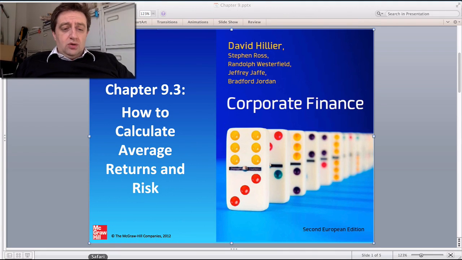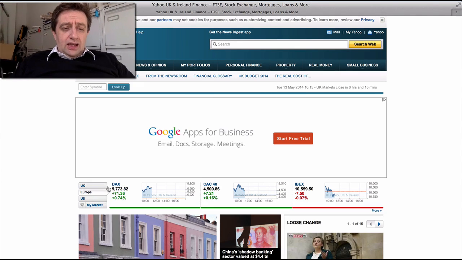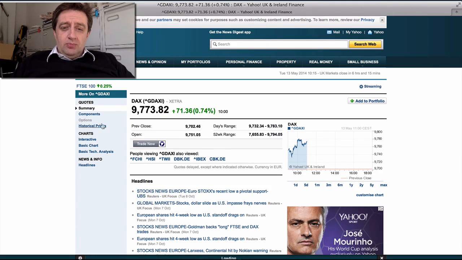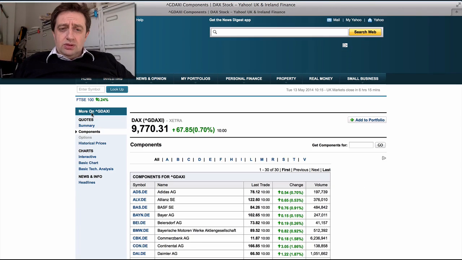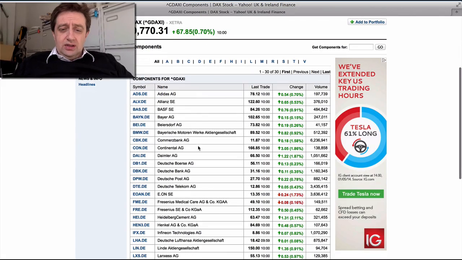We're going to start off by looking at data today. I'm recording this on the 13th of May 2014, and we'll look at DAX. DAX is the German stock exchange index for the largest companies, and we want to look at a specific company which is in DAX. So we can click on components, and from the components, let's just take the first one. You can see here, these are all the very largest German companies.